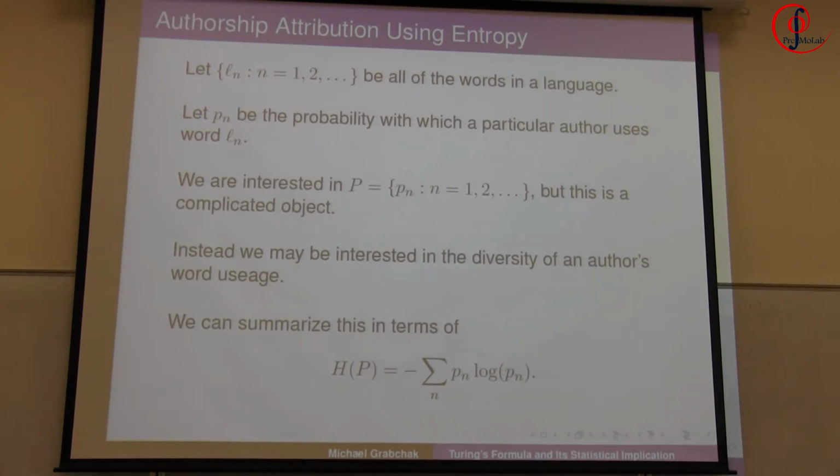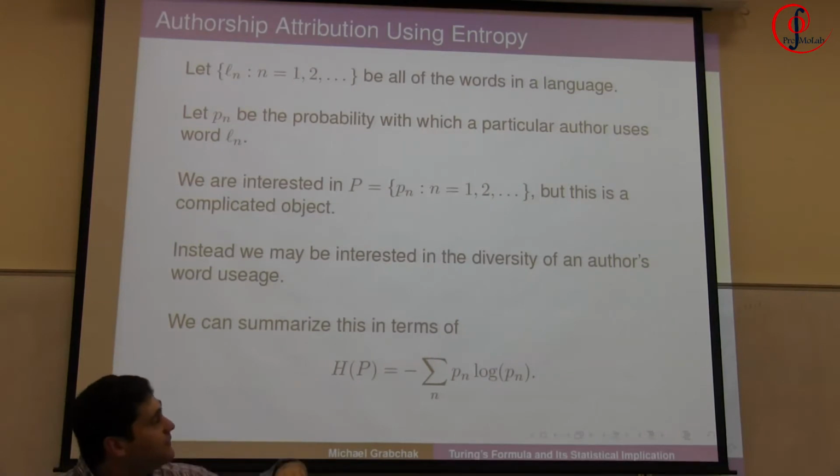And let Pn be the probability with which a particular author uses word ln. Now, what we're interested in is figuring out what this vector of Pn's is, the probability for a particular author to use particular words, and to see if for different works, it seems to be the same probability distribution. Of course, it's possible two authors have the same probability distribution, in which case these kind of approaches will not work, but I don't think that's very common, so I don't think we need to worry about that.